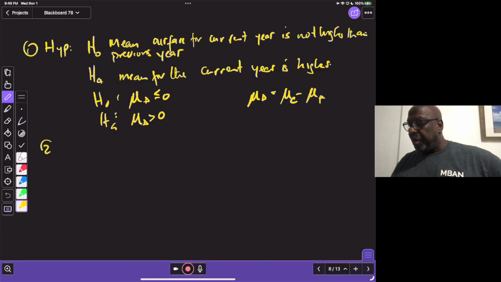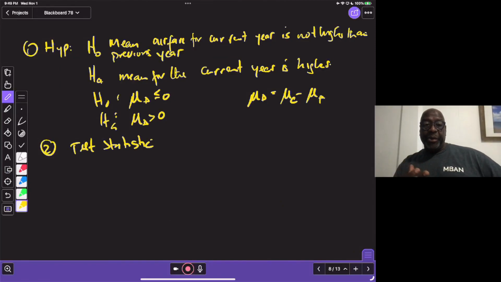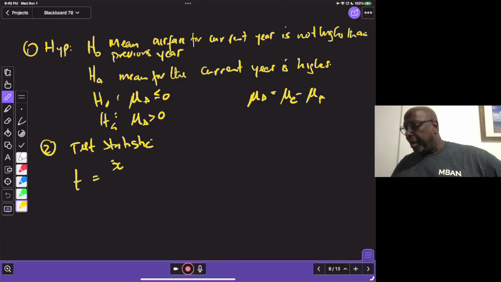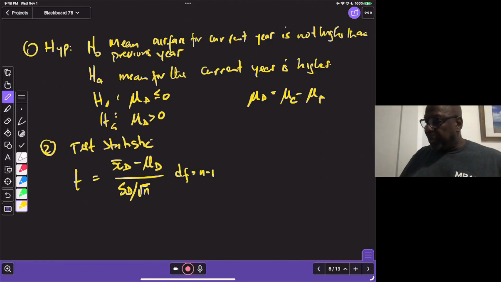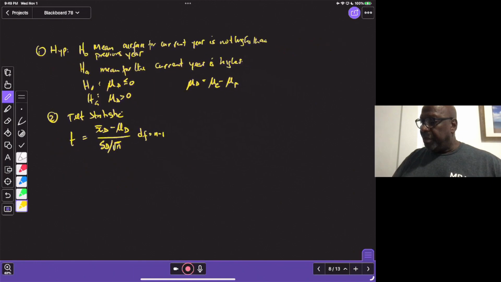Number two, the test statistic. So remember, this now boils down to a single sample problem. And so T is equal to X bar D, the mean of the sample differences, minus mu D, which typically will be 0, over SD, standard deviation, over the square root of n to give us the standard error. The degrees of freedom is n minus 1. Now, that's step 2.